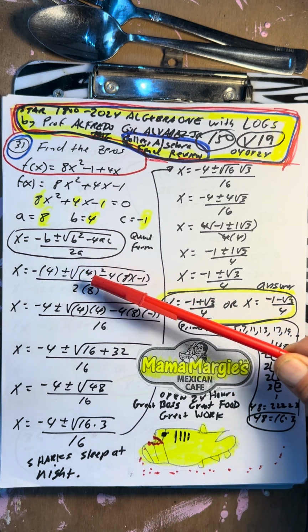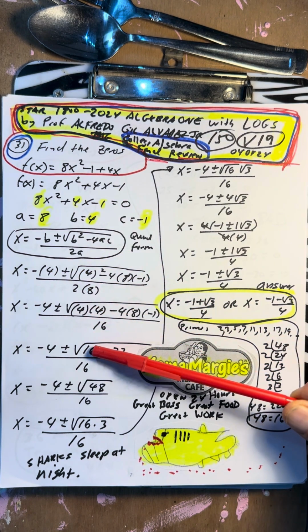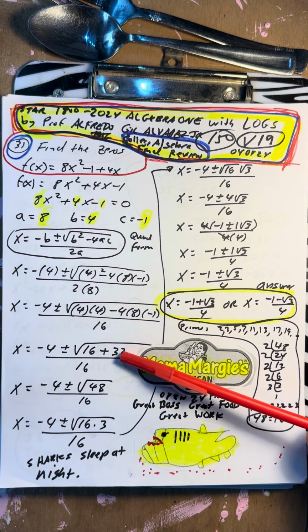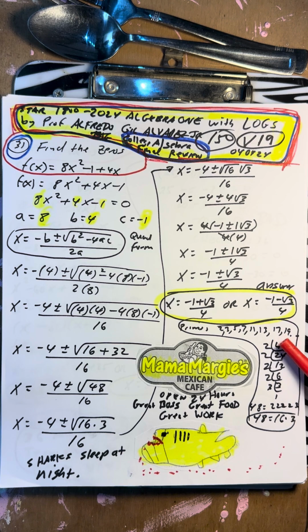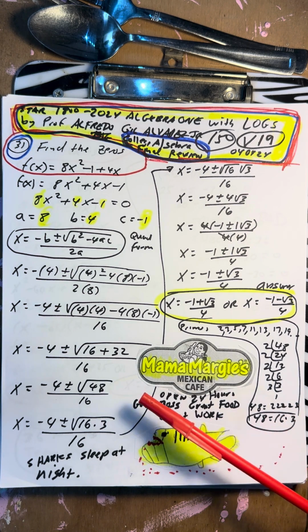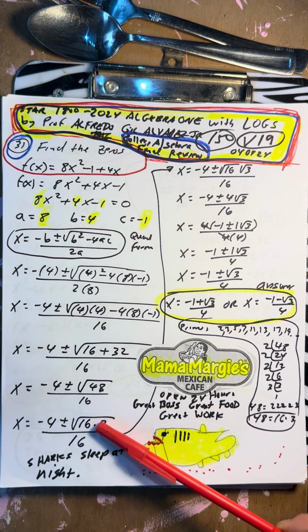Now, 4 squared means 4 times 4. That's going to be 16 plus 32. Add them together, it's 48. But 48, look over here. 2 divides 48 to give 24. 2 divides that, 2 divides that, 2 divides that, and then 3 is left over. So 48 is 2, 2, 2, 2, and 3, or 48 is 16 times 3. So substitute this with this.